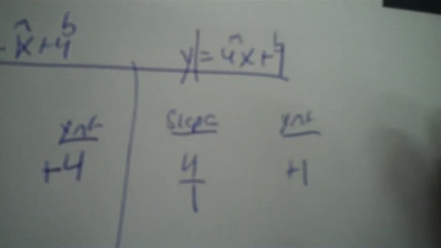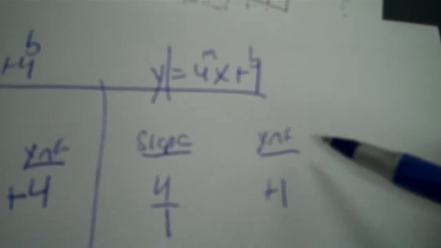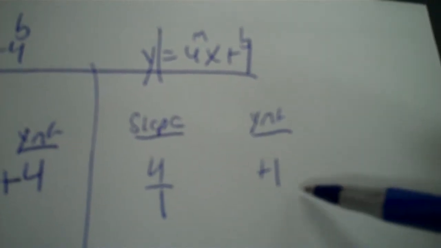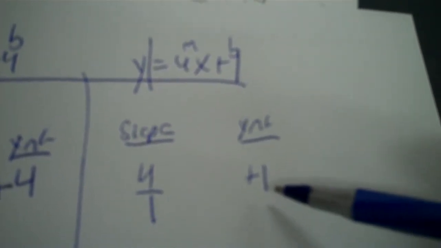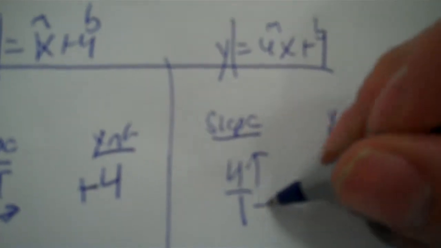plus 1. Okay, there's a reason why b is a y-intercept, but I'm not going to get into it in this video because probably not a lot of people care. You just want to get your assignment done. So y-intercept is 1. So up 4, forward 1.